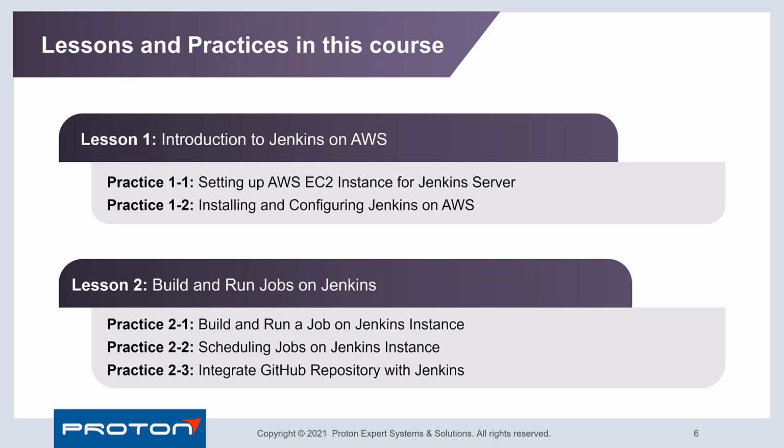The practices for lesson 1 would have you to learn how to access AWS, create an EC2 instance and connect to it using the PuTTY. Further, we'll be installing the Jenkins packages in the AWS instance and start the Jenkins to access it. In lesson 2, that is build and run jobs on Jenkins, the practices for lesson 2 include how to build and run a job on Jenkins instance, scheduling jobs on Jenkins instance and to integrate GitHub repository with Jenkins.